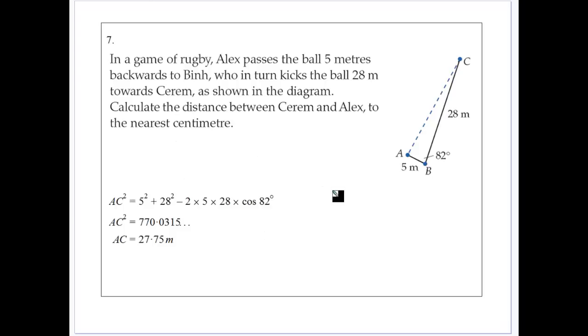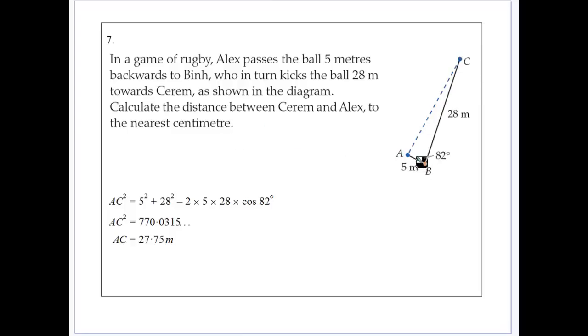So let's have a look at a problem that involves the cosine rule. We've got Alex in a game of rugby. He passes the ball 5 metres backwards to Ben. He turns and kicks 28 metres towards Kerem. It's shown in the diagram here. So it's 28 metres, 82 degrees, 5 there. We need to find the distance between A and C.